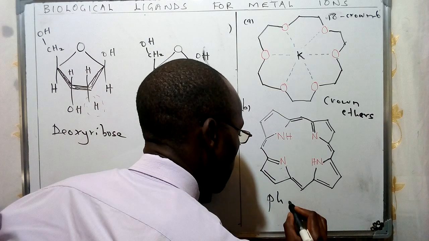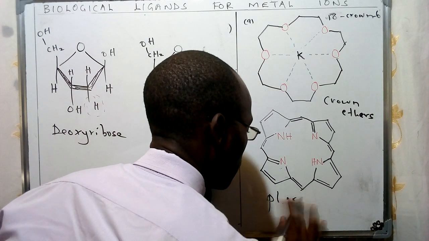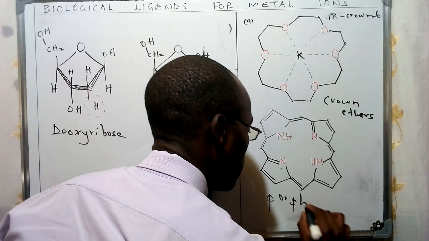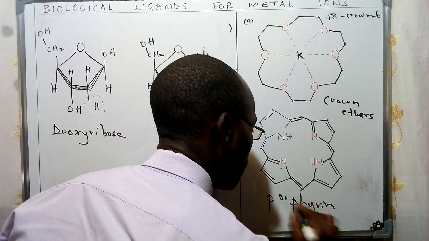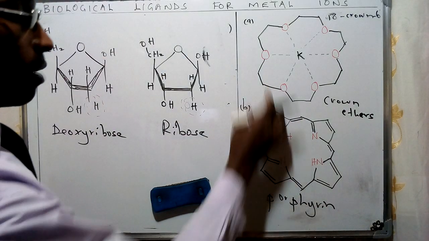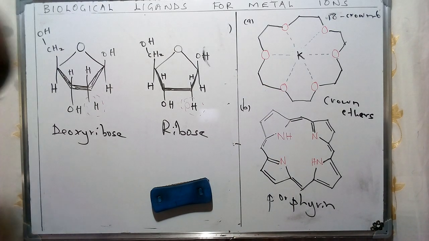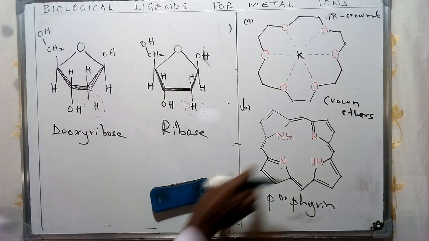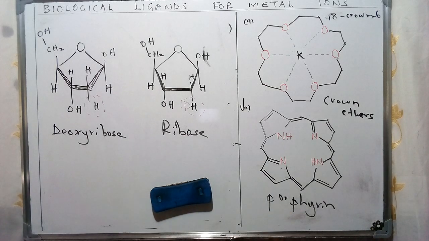So this is going to be an example of a porphyrin molecule, which is one of the examples. The two are examples of what we refer to as macrocyclic ligands, and they're going to assist us in trying to form some of the important molecules which we have, apart from the ribose sugars, which I've shown above.